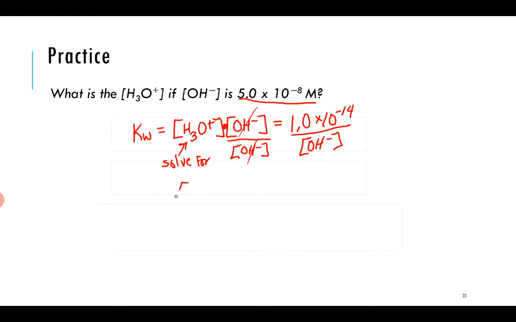And so that tells me that my H3O+ concentration will be equal to 1.0 times 10 to the minus 14th divided by 5.0 times 10 to the minus 8th molar. I'll go ahead and, no, I'm not going to write a unit yet.